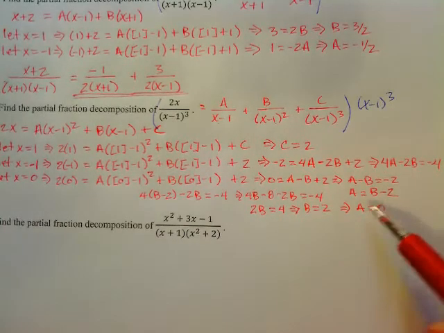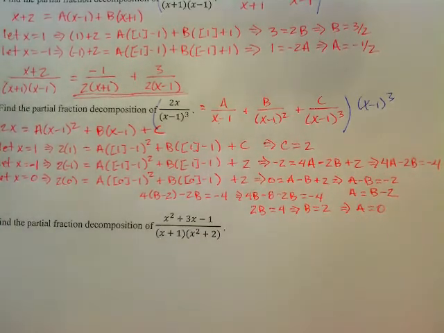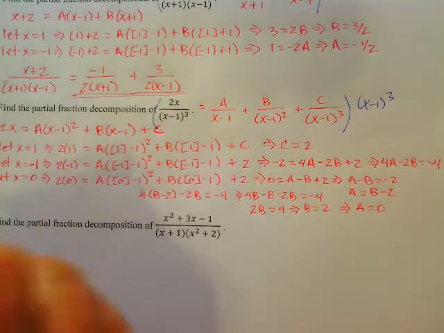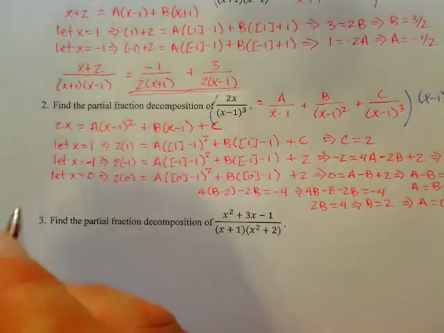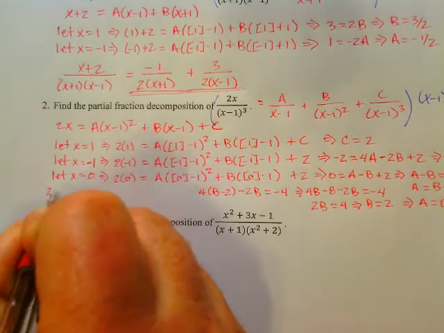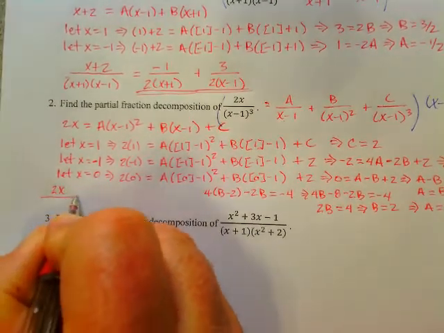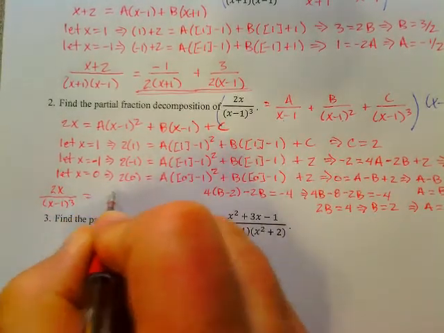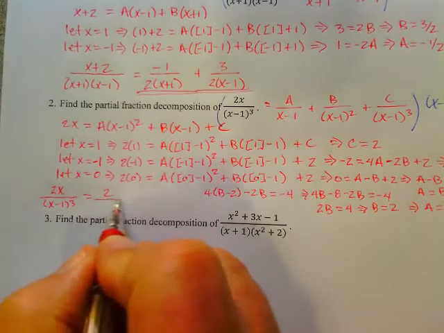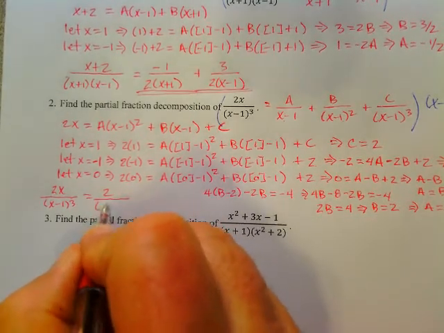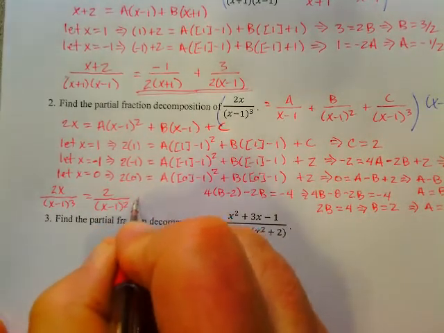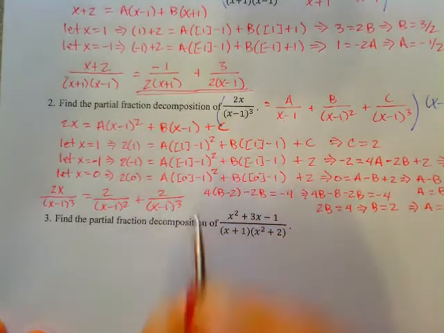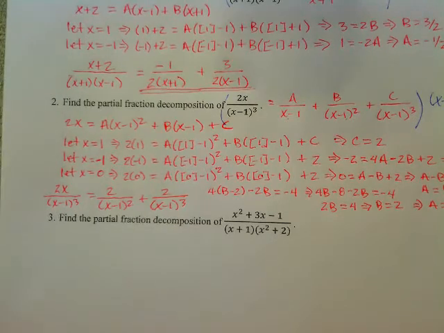So I'm not going to have an a term since that's 0, but I will have a b term. It's 2, and c is also 2. So the answer to this problem will be 2x over x minus 1 cubed equals 2 over x minus 1 squared plus 2 over x minus 1 cubed. And there's our answer.